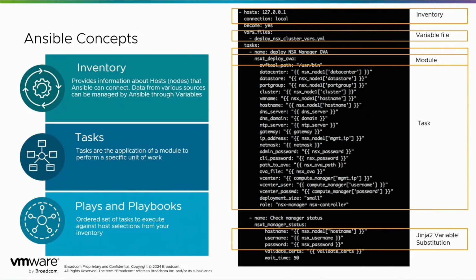Let's go over some of the Ansible concepts. You have an inventory. This provides information about hosts or nodes that Ansible can connect to. Data from various sources can be managed by Ansible through variables. Tasks are the application of a module to perform a specific unit of work. And then you have the plays and the playbooks, which are an ordered set of tasks to execute against host selections from your inventory.